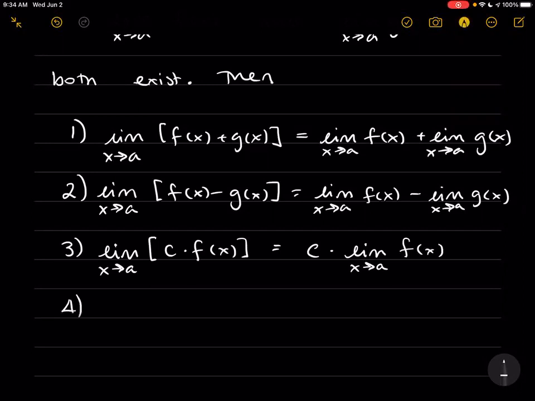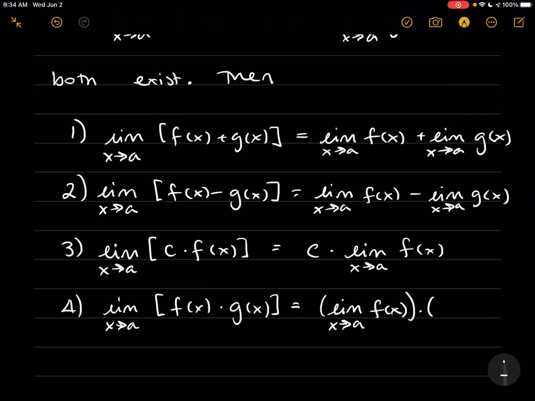Number 4 is that if you have the limit as x goes to a of f of x times g of x, that's going to be equal to the limit as x goes to a of f of x times the limit as x goes to a of g of x.